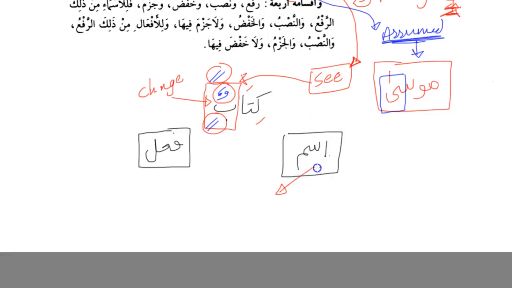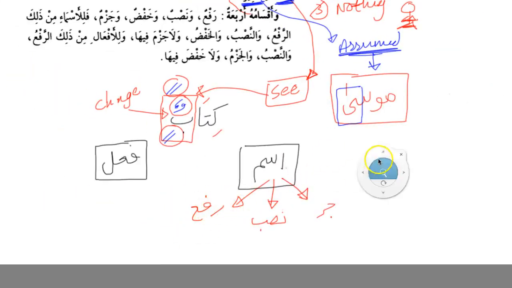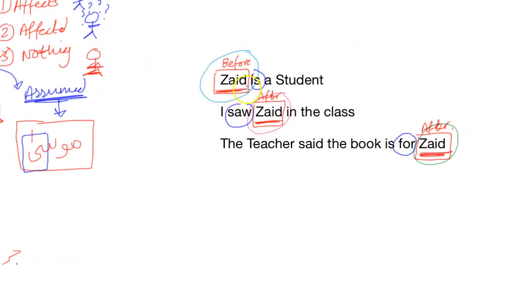So ism can take three possibilities of i'rab. Three possible changes. Either it can go into what we call the rafa state, or we can have the nasab state, or we can have the jar state. Now remember what I said to you before. All these states are according to where the word falls in a sentence. So let me give you an example. The rafa state: any word that appears before is in a sentence. This is what we call the rafa state.